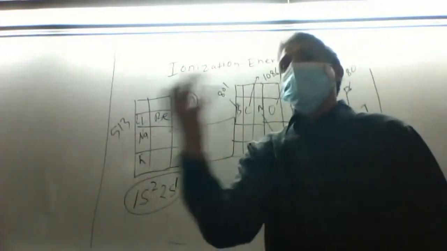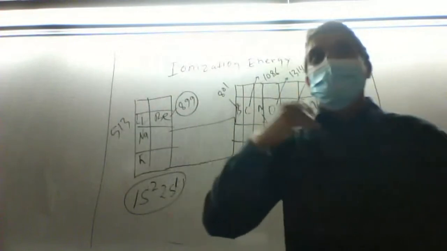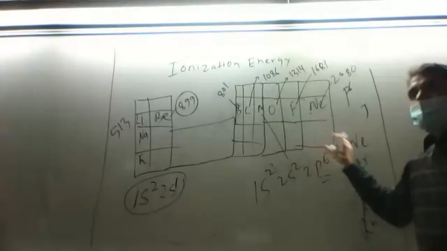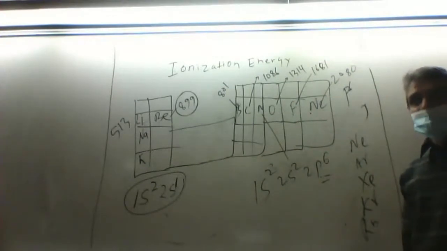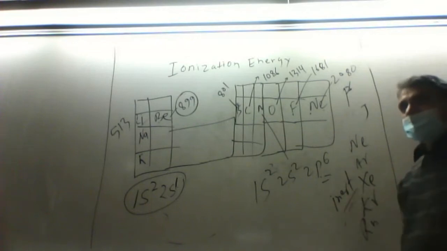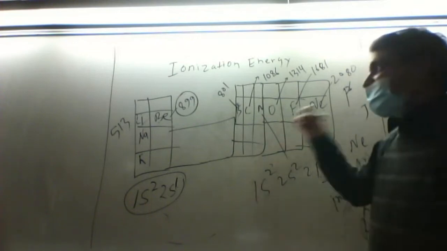Once we cannot remove the electron, they don't react. So what is a chemical reaction? A chemical reaction is gaining of electrons or losing of electrons. If they don't lose or gain electrons, they are inert. They don't react. Inert. Make sense? So this is the anomaly.